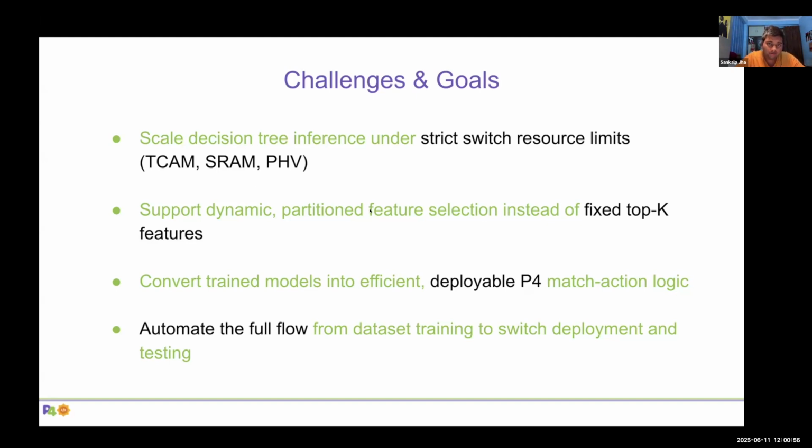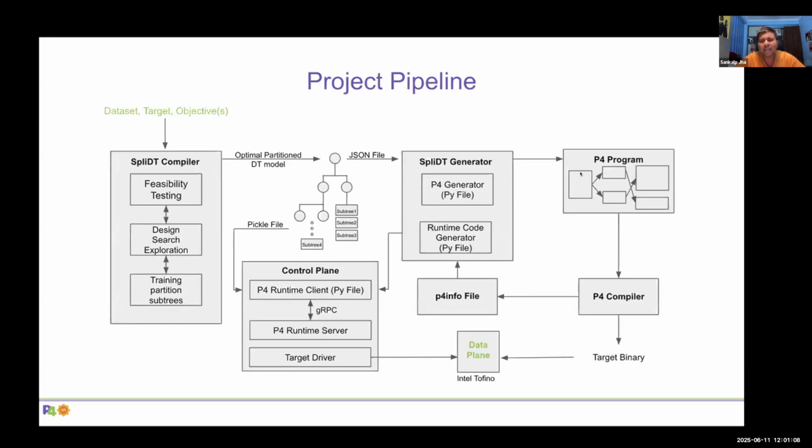Now there are some more additional things which we want to do, like converting these trained models into efficient deployable P4 match action logic, and also automating this entire pipeline. Now this entire pipeline looks like this. If I were to give a very skimmed view without wasting much time, we get an input of a data set, a target, which is our P4 Intel Tofino, and an objective of maintaining the efficacy while also ensuring the flow count does not decrease.